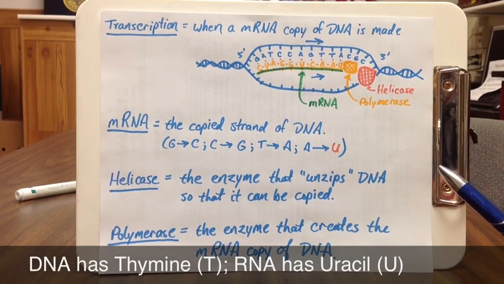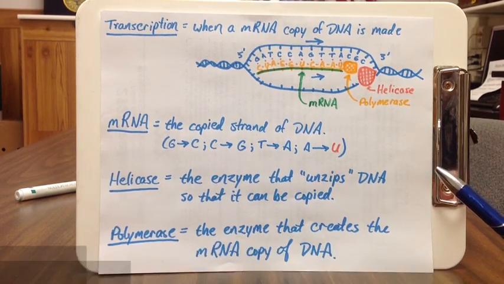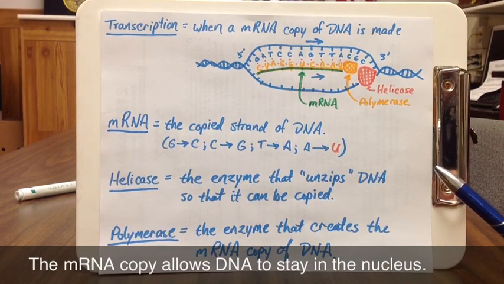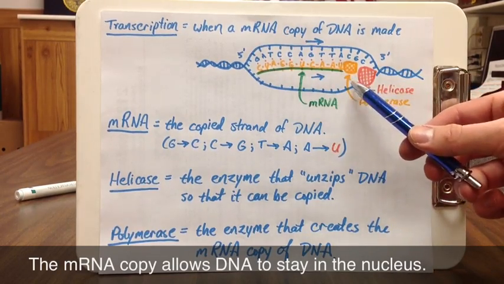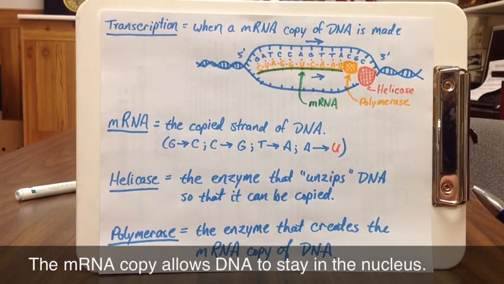mRNA is the copy of DNA, and the reason we have to copy DNA is because we only have one set of DNA for every cell. We have to keep that DNA protected from mutations or degradation, and so instead of using the DNA to make a protein, we make the mRNA copy and send that to a ribosome.